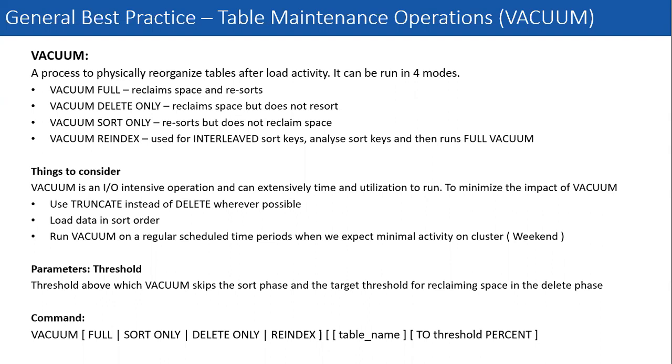We can also specify the threshold for vacuum. Let's just say only if more than this percentage is unsorted, or only if the sorted order has been disordered by more than this, then the vacuum has to happen. We can specify that using a threshold command.